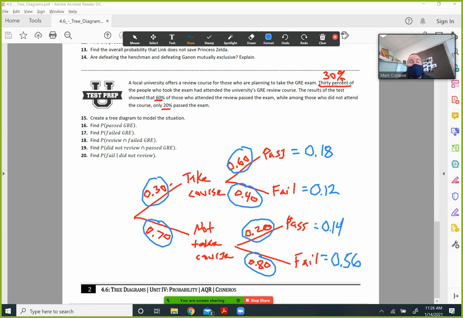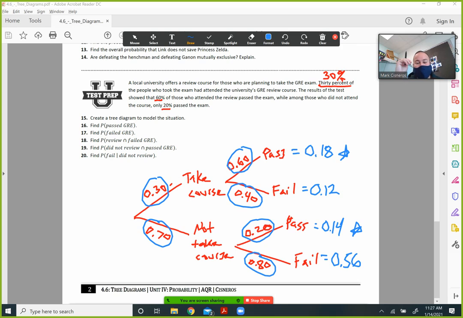Now, if you do that, you realize that these questions are super, super easy, okay? On number 16, what's the probability that somebody passed the test? Well, they passed the test here and here. What do I do with those two percentages? Just add them together, and write your final answer as a percentage. So multiply by 100 after you add them. So 0.18 plus 0.14 gives you 0.32, which is 32%.